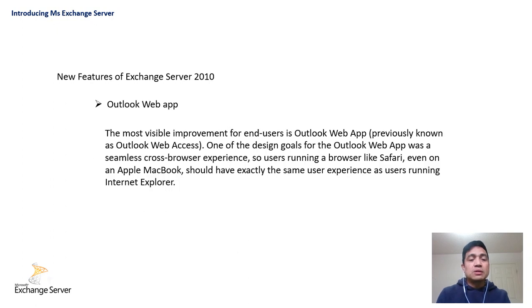Okay, first, the Outlook Web App. The most visible improvement for the end users is the Outlook Web Application, previously known as Outlook Web Access. One of the design goals was a seamless cross-browser experience. So users running a browser like Safari, even on an Apple MacBook, should have exactly the same user experience as users running Internet Explorer. Basically, it means that not only Internet Explorer can be used to run the Outlook Web Application. You can use any other brand of browser.